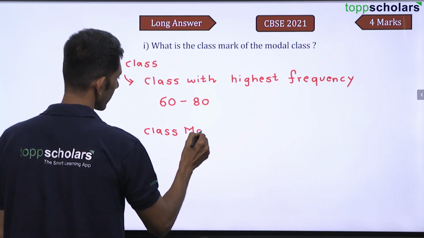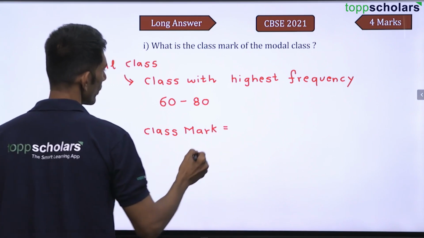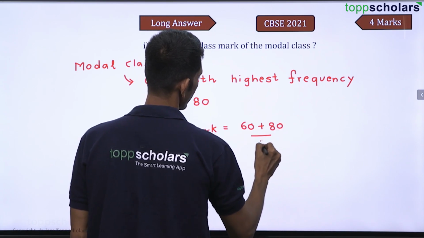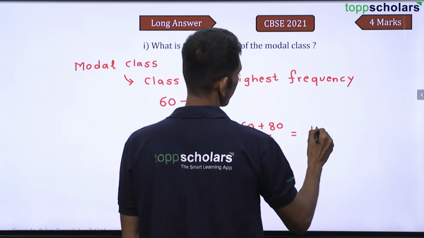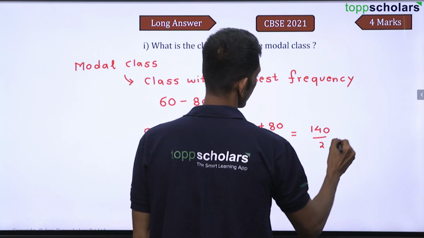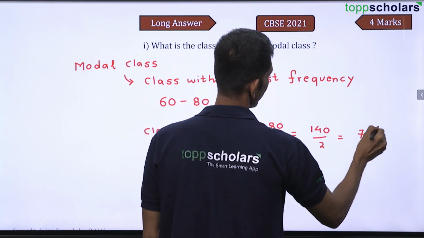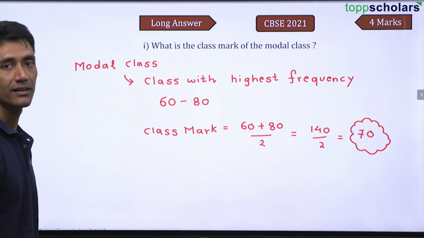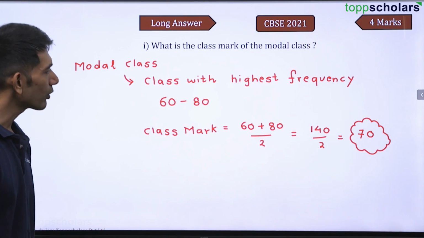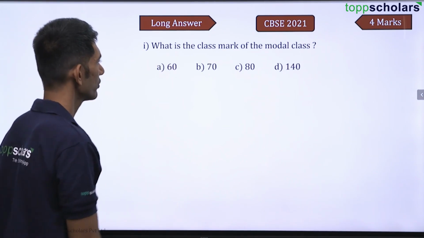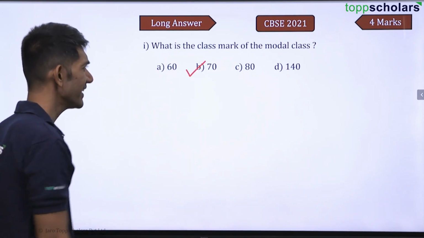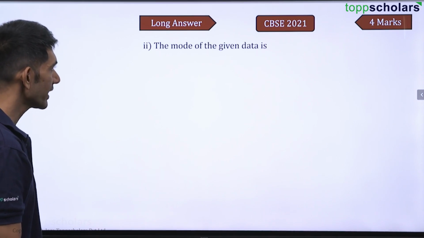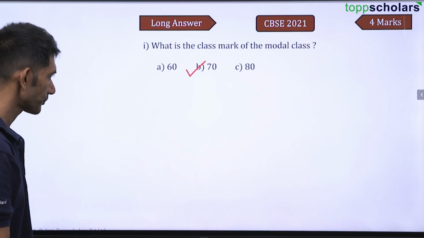So class mark will be equal to 60 plus 80 divided by 2. 60 plus 80 is 140. So 140 divided by 2 is nothing but 70. Right? So we can say that the class mark of the modal class is 70. Okay, we have options. So 70 is the right answer. Easy. Okay. The mode of the given data, we need to find out the mode.